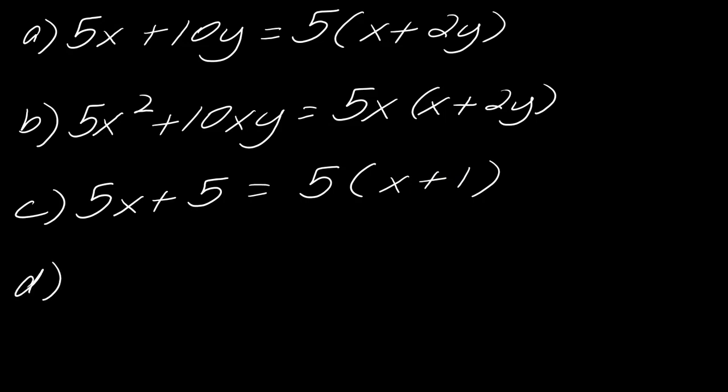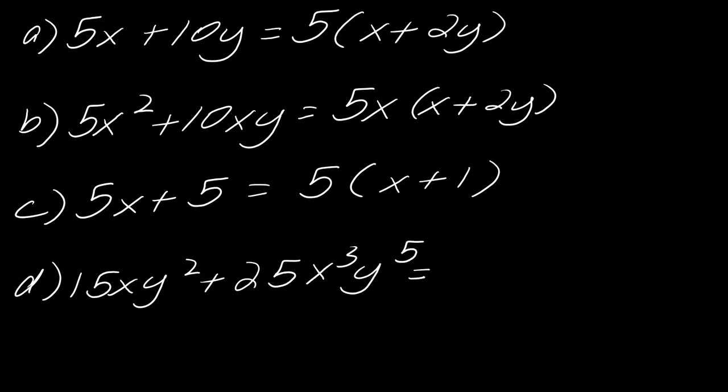Okay, so let's try one more, still building off of this example. Now let's say that I've got 15xy squared plus 25x cubed y to the 5th. Again, you might want to pause the video here just to see if you can figure out the GCF. So here, the GCF is going to be 5xy squared. So how did I know that? Well, 5 clearly divides 15 and 25 for sure, right? Now, look at these two terms. They both have x's and y's in them, right?